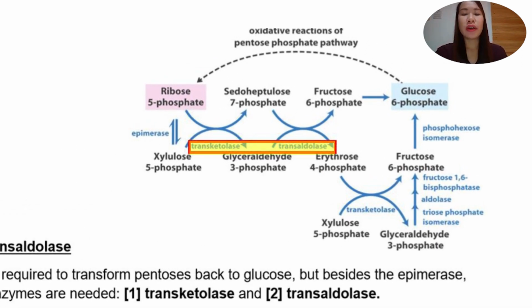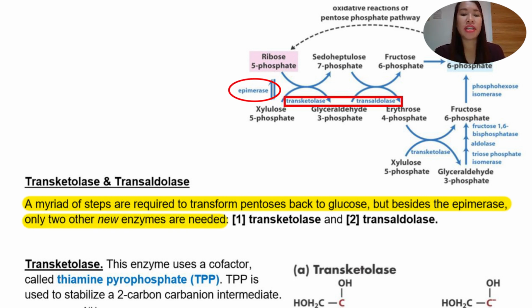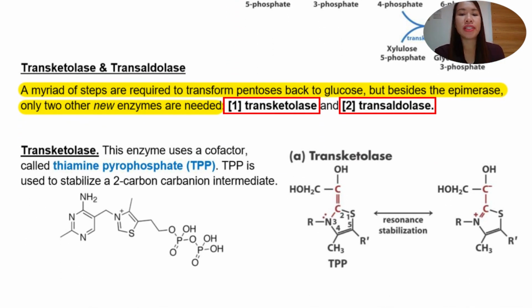Okay. So here in the next slide, we emphasize on transketolase and transaldolase. These will compose of a myriad of steps that are required to transform pentoses, so ribose 5-phosphate, back to glucose, so glucose 6-phosphate. So besides the epimerase, which is here, only two other new enzymes are needed. So what are those enzymes? We have transketolase and transaldolase. We'll start first with your transketolase.